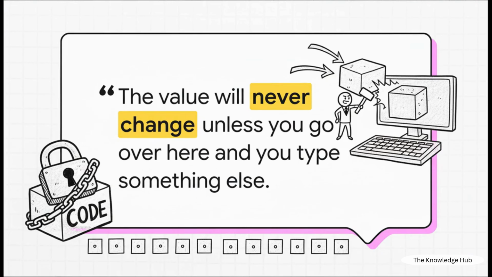This quote really hits the nail on the head when it comes to hard-coded values. A hard-coded value is basically set in stone. It's written right there in the code. The only way for it to change is for you, the programmer, to go back into the file and literally type something new. It's rigid, it's predictable, and it's the total opposite of being interactive.